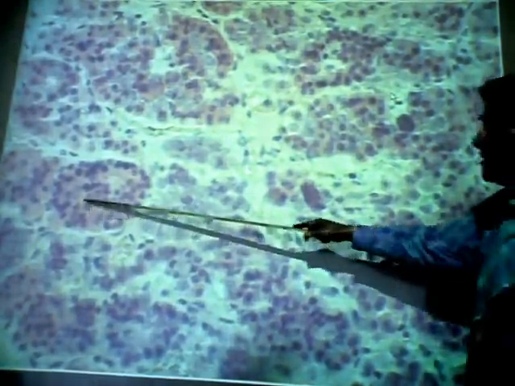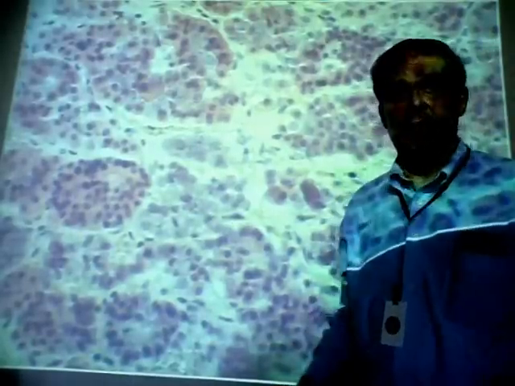And we can see here, the cells that have kind of a pink stained cytoplasm, these are called acidophil cells. The other cells with a dark purple cytoplasm, again, not the nucleus, but the cytoplasm, these are called basophil cells. I don't call them basophils. They're not white blood cells. They're basophil cells, specific cells in the anterior pituitary.